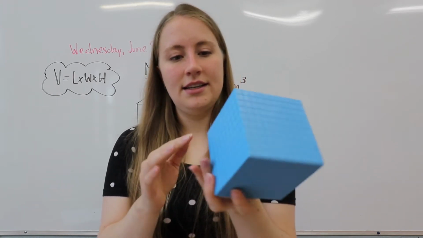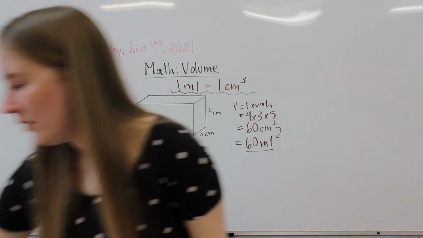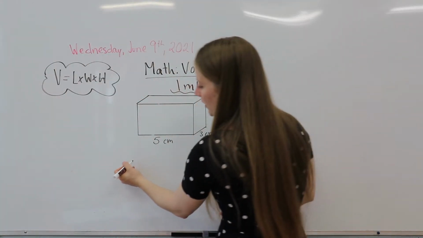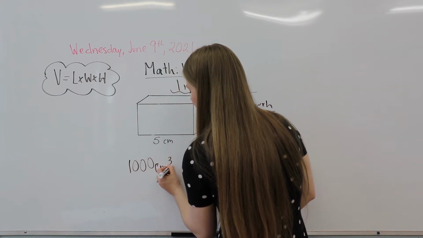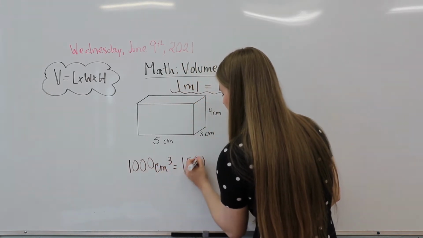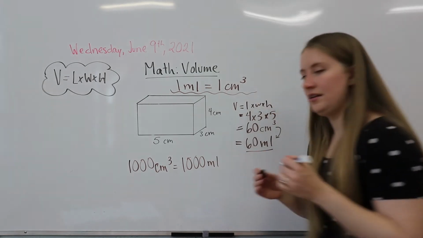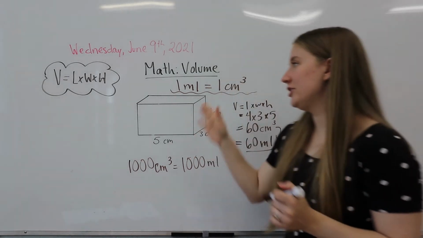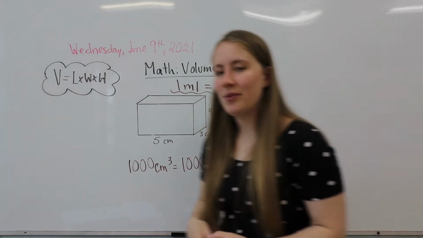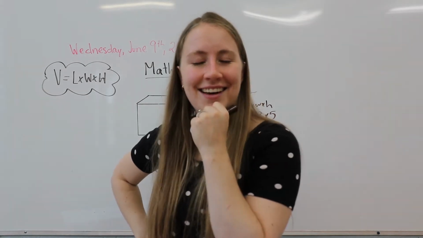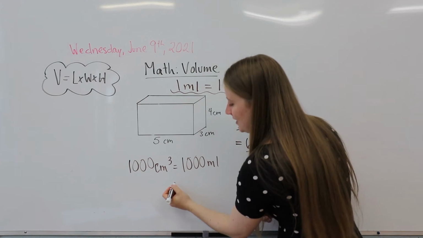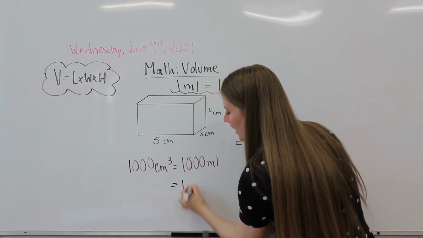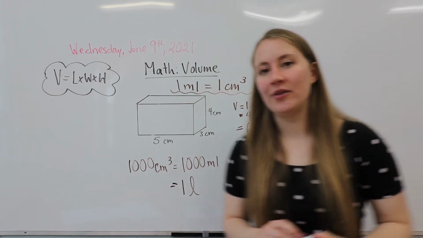This 1,000 centimeters cubed. Well, it is worth 1,000 milliliters, right? Because we have the conversion and it's direct, okay? But what do we know 1,000 milliliters is? 1,000 milliliters is worth 1 liter, okay?